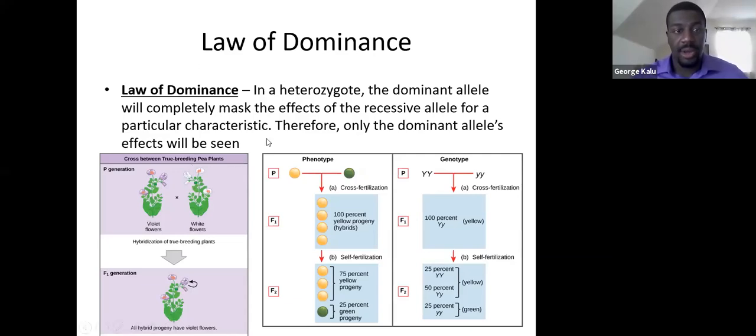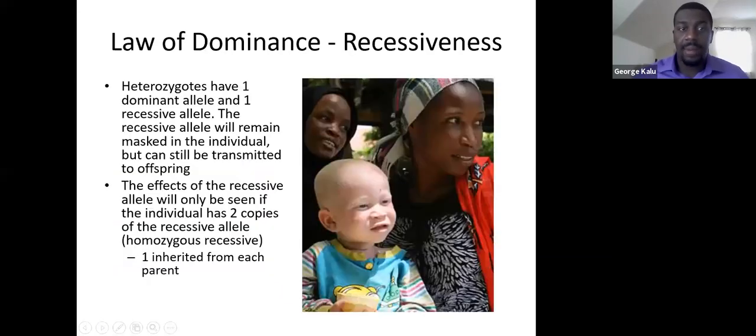All right, so that being said, heterozygotes are going to have one copy of the dominant allele and one copy of the recessive allele. However, that recessive allele, even though it's not being expressed, is still found in their DNA. It's still found in their chromosomes. And as a result, that recessive allele, even though it's not being expressed, can still be passed down to their offspring.